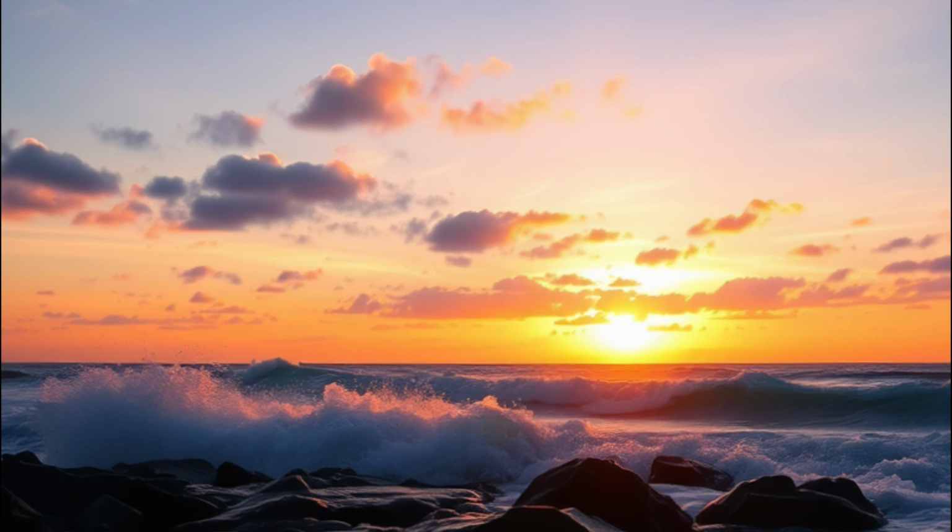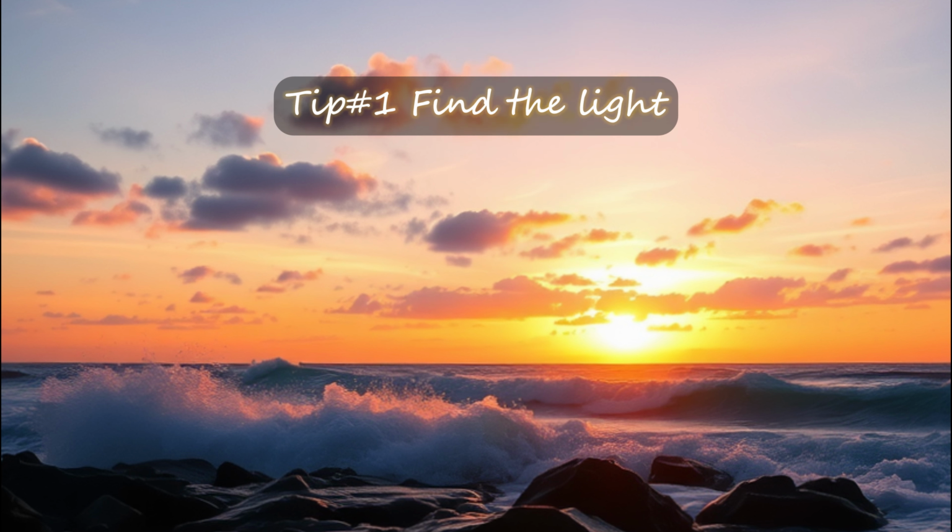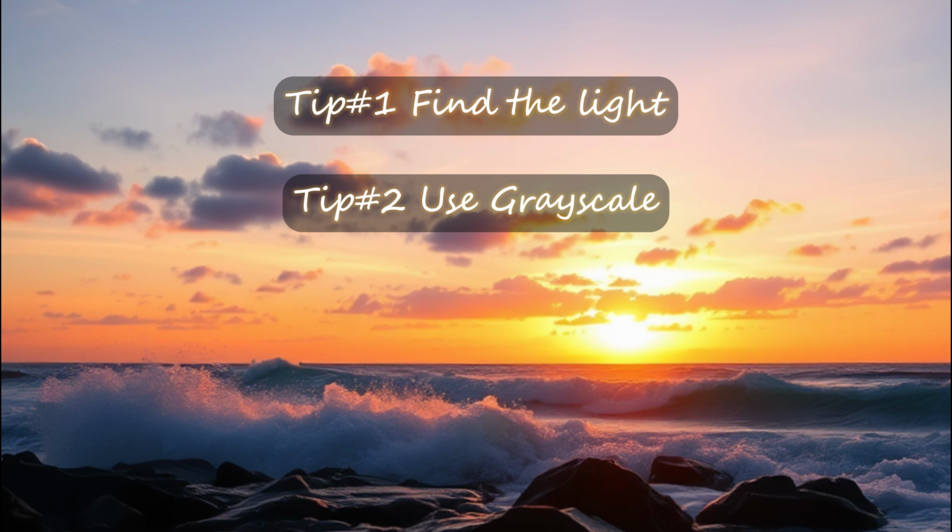So, to recap, gradients and value transitions are crucial to painting realism. If you've ever found your work flat or unnatural looking, recall our tips. Tip number one, find the light. In order to paint realistically, we must find our light source and follow the natural progression from highlight to shadow. Tip number two, use grayscale. A grayscale meter or completely removing the saturation or color from your work can help aid in finding the gradient and the values that you're looking for.